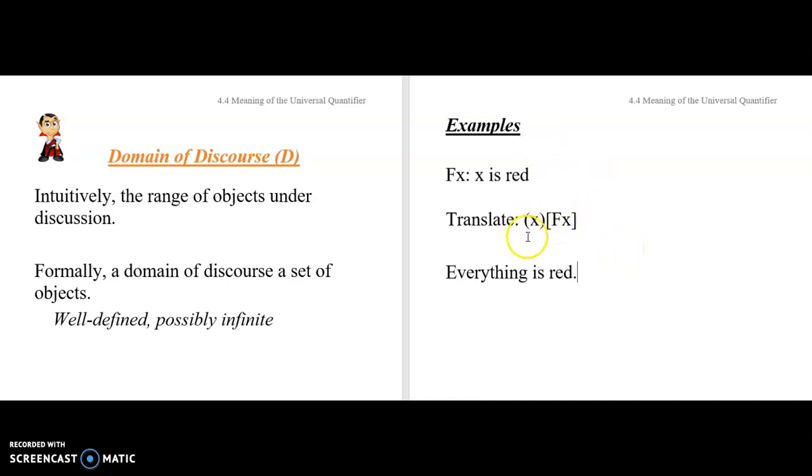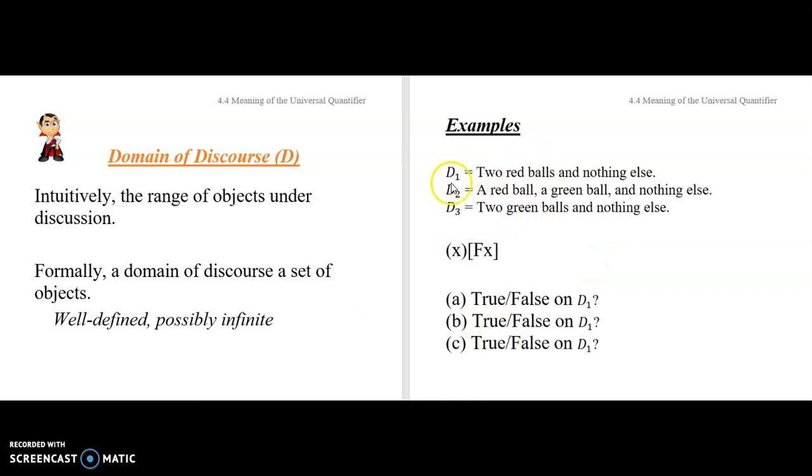Now, what we're going to do is introduce the notion of a domain of discourse. So the idea is that when you have a universal quantifier, there's always some domain of discourse that everything ranges over. Okay? So the universal quantifier ranges over some particular domain of discourse. So, for example, let's get a couple of different domains on the board so you can see this. So we're going to start really simple here, okay? And our first domain of discourse, D sub 1, is going to consist of 2 red balls and nothing else. So in the whole wide world, nothing else exists except 2 red balls, okay? And that's domain of discourse 1.